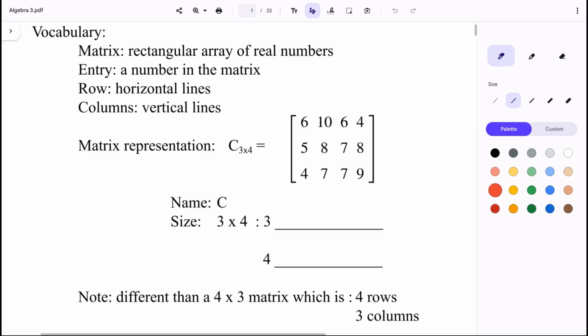So when they write something like this here where it says C, C is a capital letter that they're using to talk about the matrix in general. And when they say 3 by 4, they're talking about number of rows by number of columns. So the matrix would be called C. The size is 3 by 4 because there are 3 rows and 4 columns.